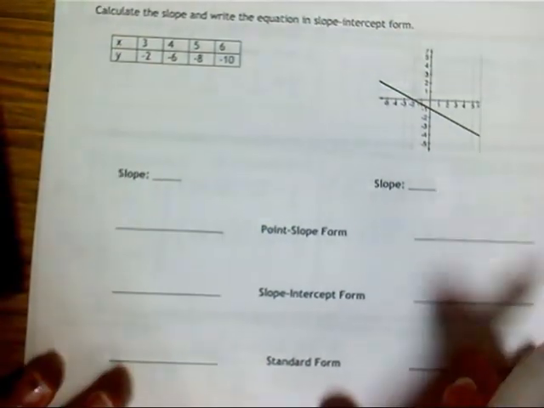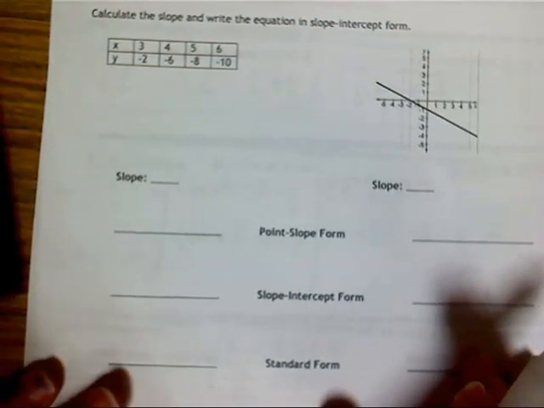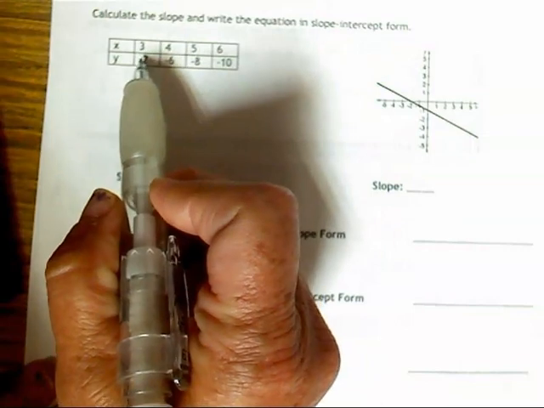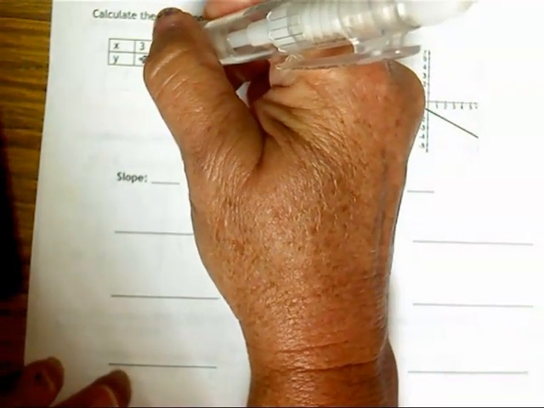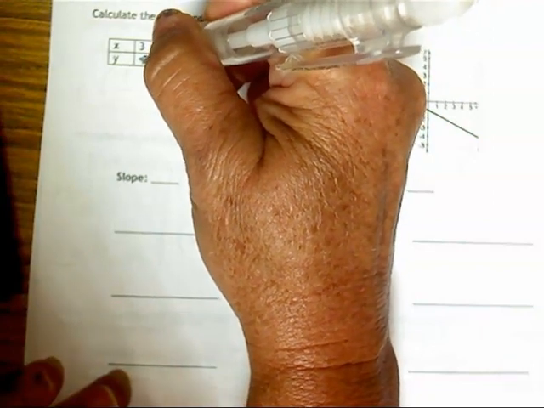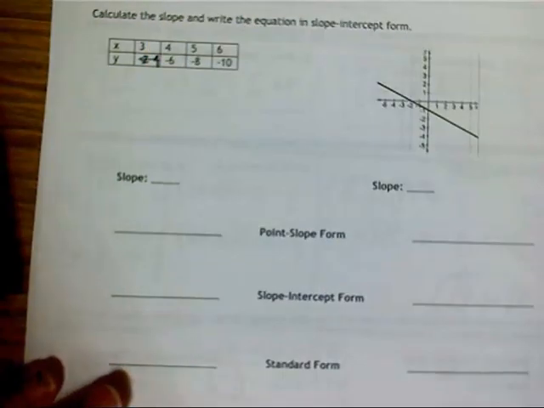All right. Same thing, different form. So this time you have a table. Now listen, there's a typo on my paper and maybe on yours. If this -2 on your paper says -2, it's supposed to say -4. It's supposed to be a -4 right there.